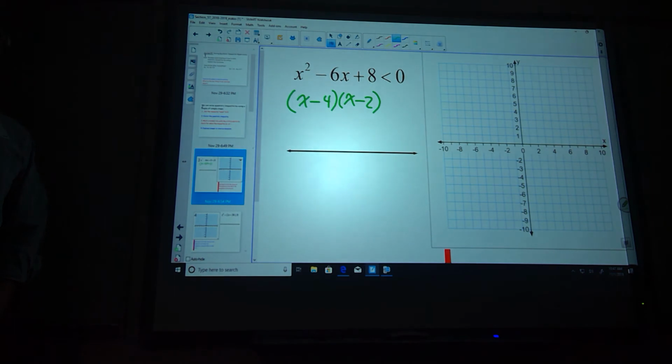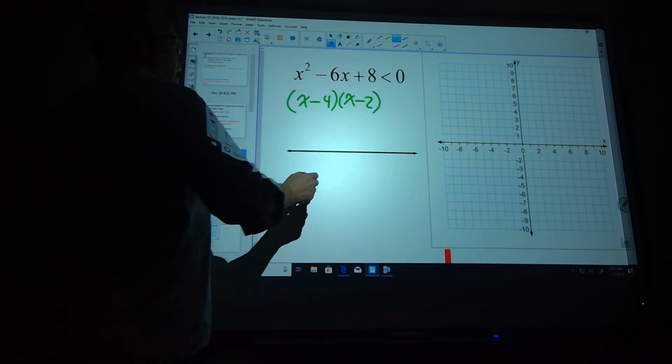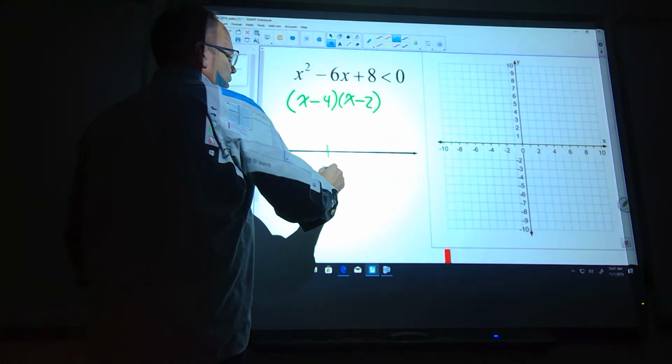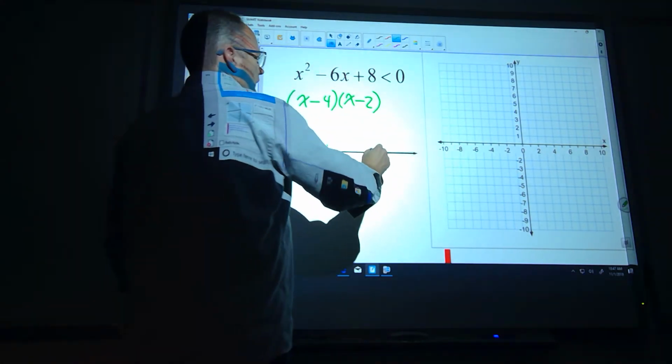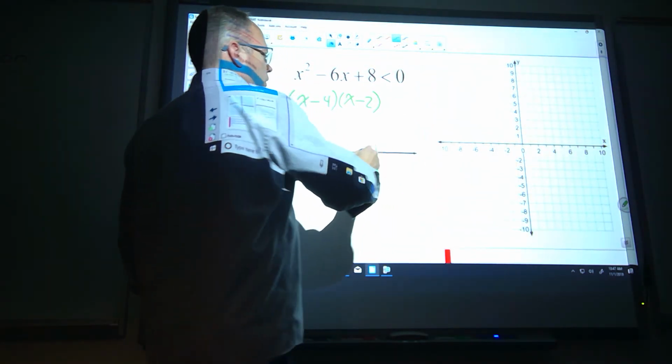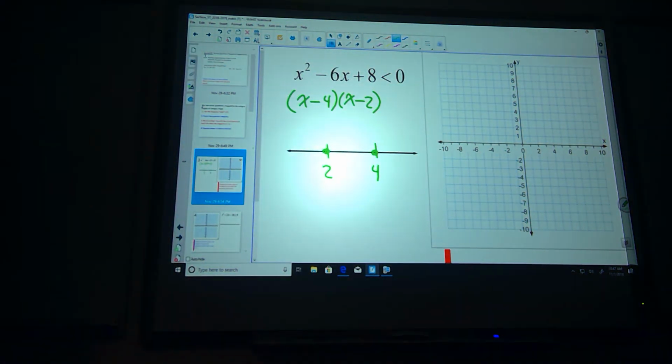Okay, so now I'm going to show this without even graphing it on there. I know that these two points are important to me, 2 and 4. Agreed? Those would be called our roots if this is y equals. Okay, we all right so far?